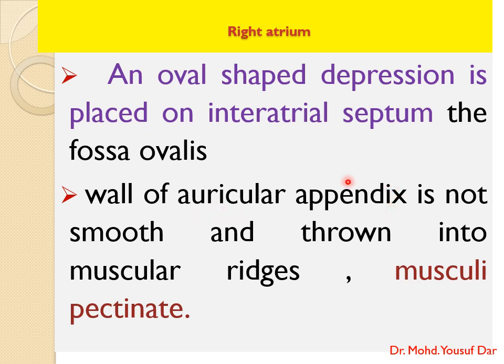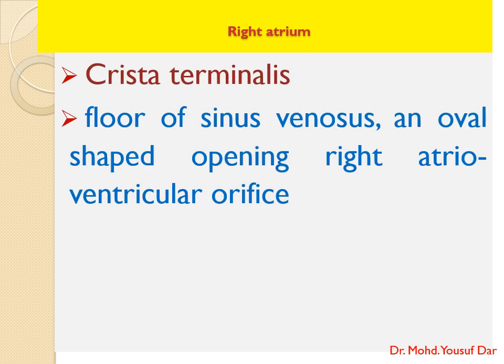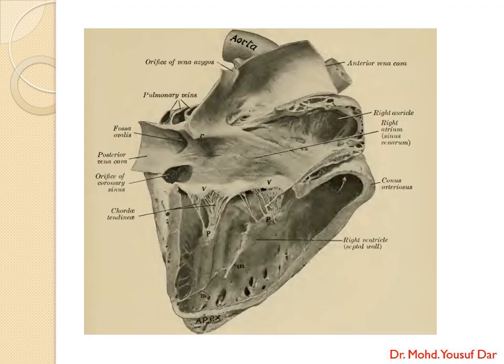The auricular appendix is not smooth, and it is thrown into muscular ridges. They are known as musculi pectinati or pectinate muscles. These pectinate muscles terminate above on a curved crest that is known as crista terminalis. On the floor of the sinus venosus, there is an oval-shaped opening which is known as the right atrioventricular orifice, which communicates the right atrium with the right ventricle. This right atrioventricular orifice is guarded with a tricuspid valve. This tricuspid valve is made of three cusps.